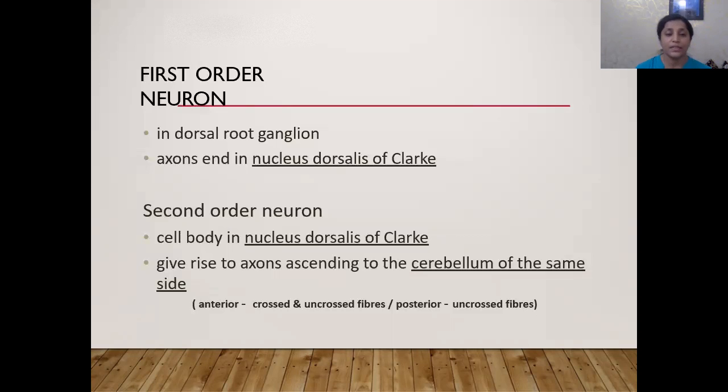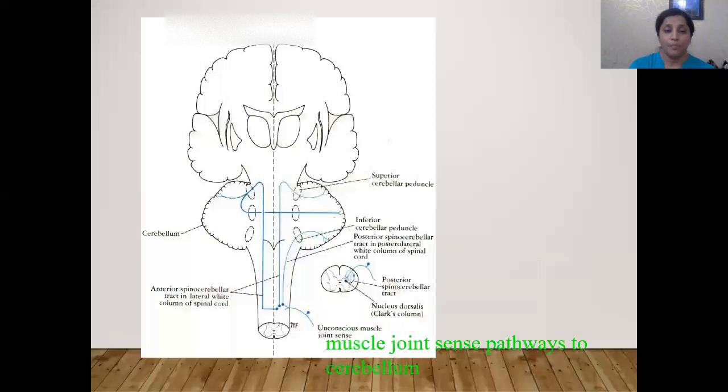Let me make it very clear that in the anterior spinocerebellar tract, there will be two types of fibers. Few will be crossed and few will be uncrossed. Whereas in the posterior spinocerebellar tract, all fibers will be uncrossed. So the posterior spinocerebellar tract will be totally of the same side, whereas the anterior spinocerebellar tract will be representing the same and opposite side on the cerebellum.